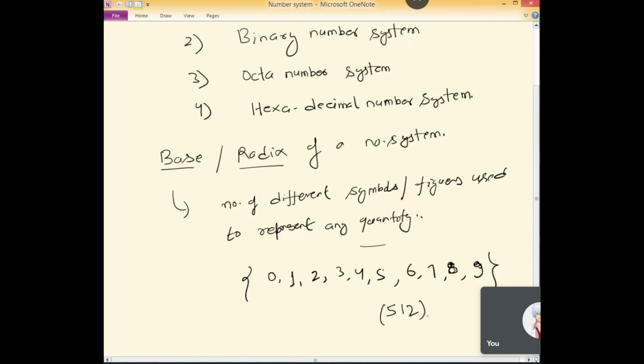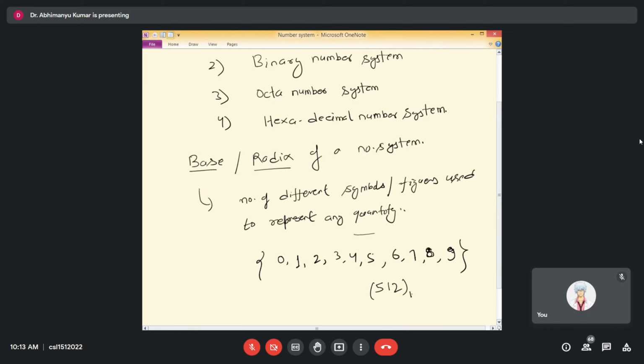If we write a subscript, it represents the base of this number system. By default, if there is no subscript, we usually assume the number system is decimal. This symbol represents that this quantity, 512, is represented in the decimal number system. So 10 represents the base of this system: the base, or radix, of the decimal number system is 10.